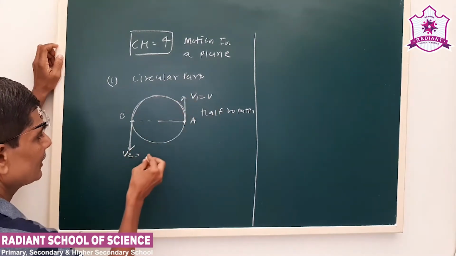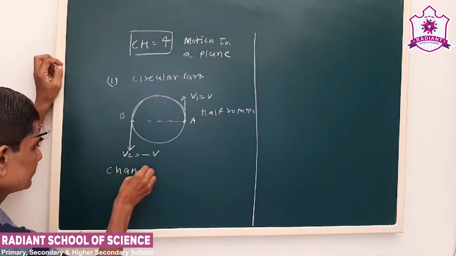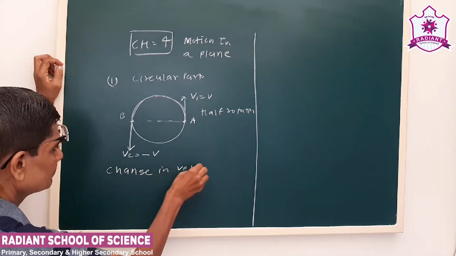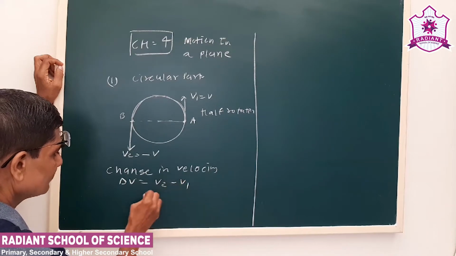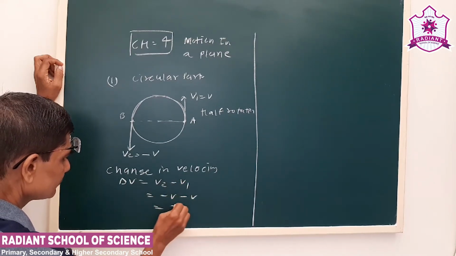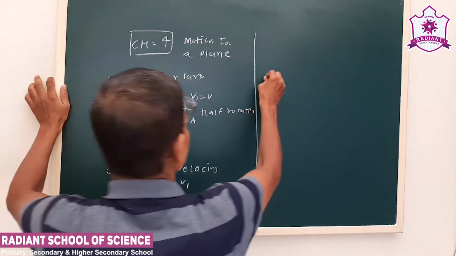It is in the opposite direction, so we say V2 will be minus V. We have to calculate the change in the velocity. So the change in velocity, delta V, is V2 minus V1. The change in velocity will be minus 2V. Now, next question.